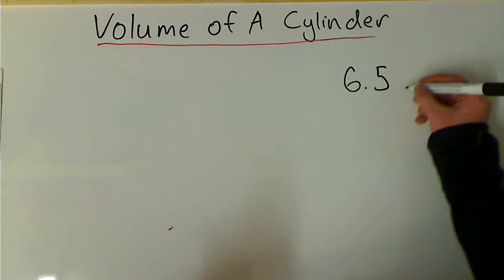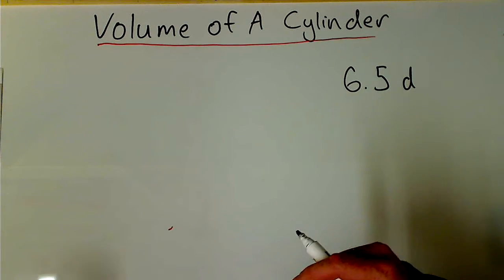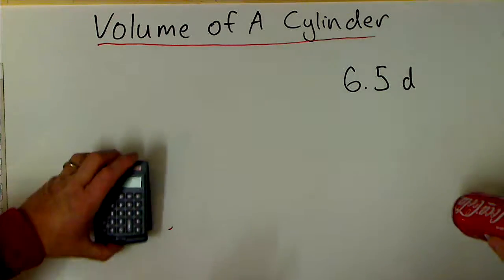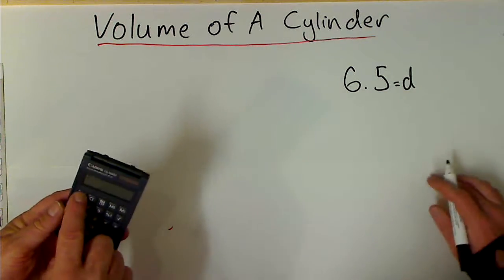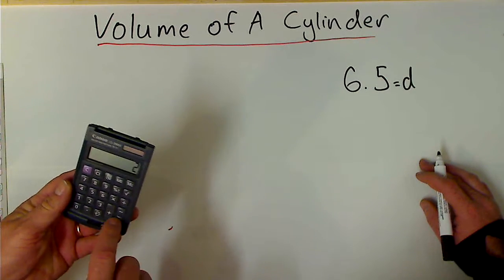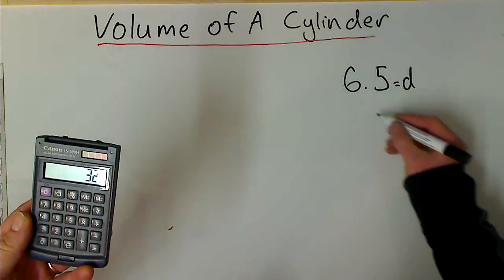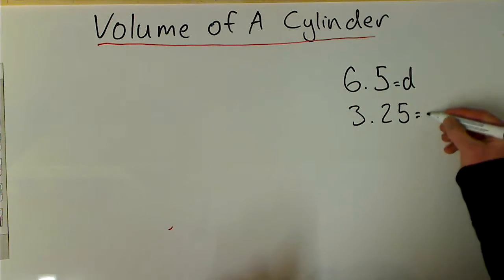And that's our diameter, from across the centre. So we need to divide that by 2 on the trusty calculator. 6.5 divided by 2 is 3.25. So we can say that 3.25 equals our radius.